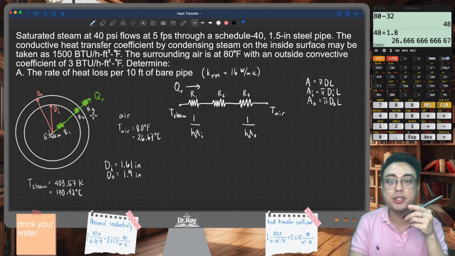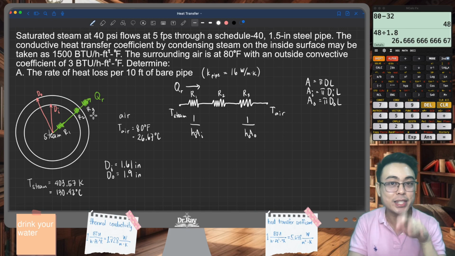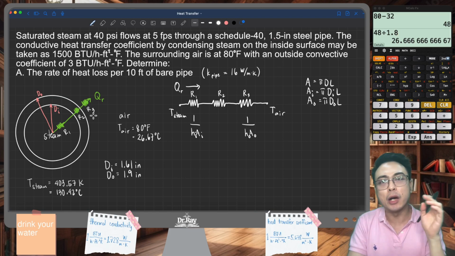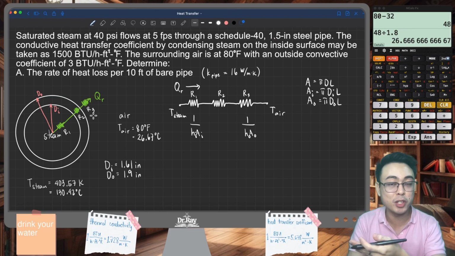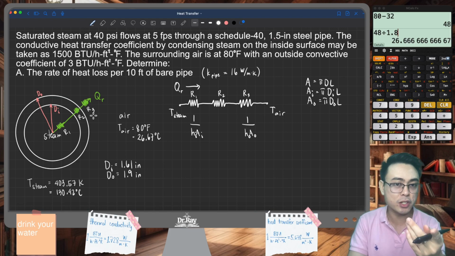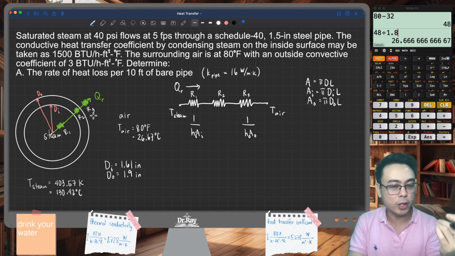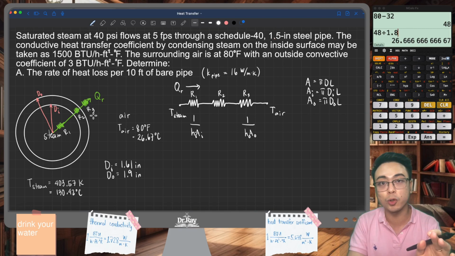The second resistance is due to conduction in the steel pipe itself, right? Now, in some cases, you might argue that the resistance due to conduction is negligibly small if we compare it to the resistance encountered due to convection on the outside air. But for the thoroughness of our solution, let's include the resistance due to conduction.